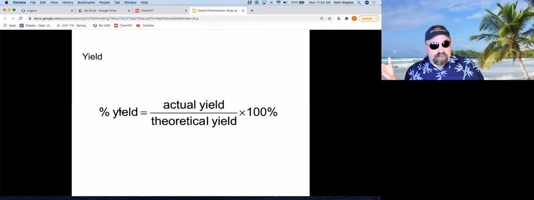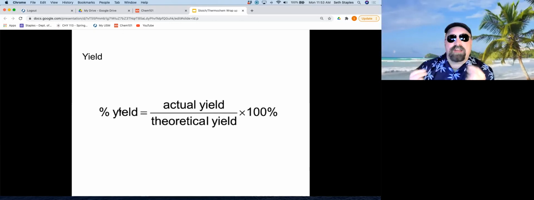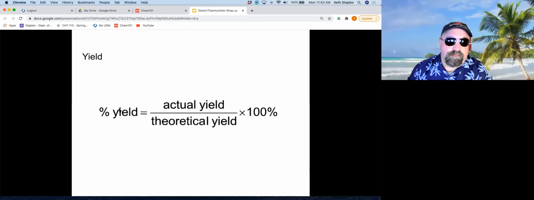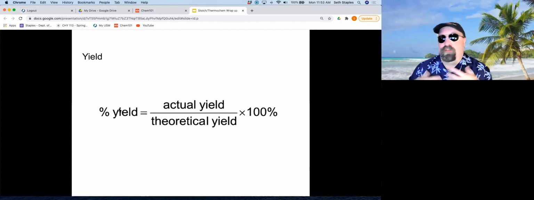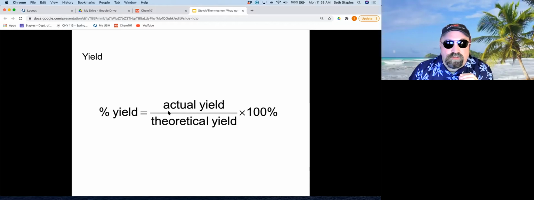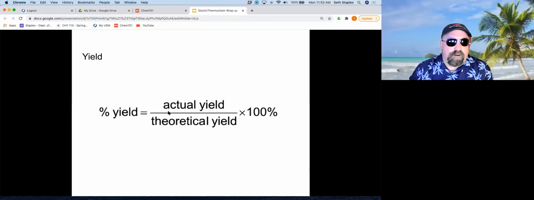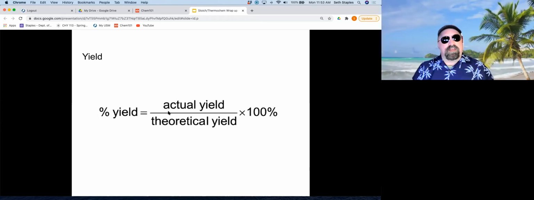And so when you do out a stoichiometry problem, you're calculating how much you should theoretically get if everything goes perfectly. Everything doesn't go perfectly in a real life lab situation. And so the actual yield would be how much you actually got from performing the experiment. And so it's useful to calculate that as a percentage.